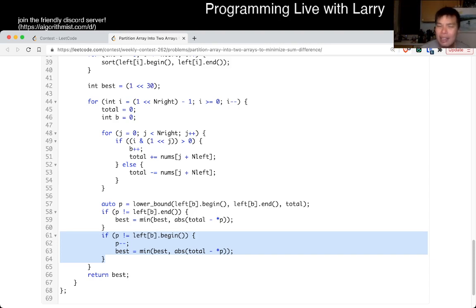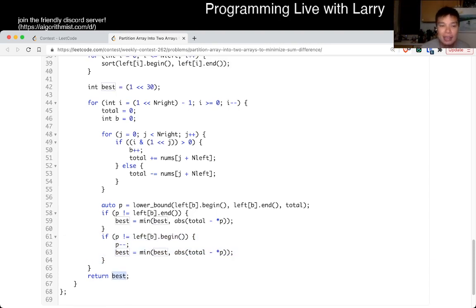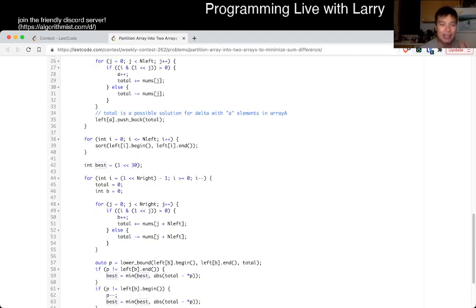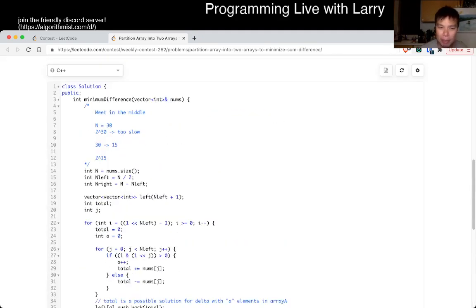Again, if this is a little bit confusing to you, I apologize, because I'm maybe not spending that much time on it, but that's because a lot of this core part is the meet in the middle part.